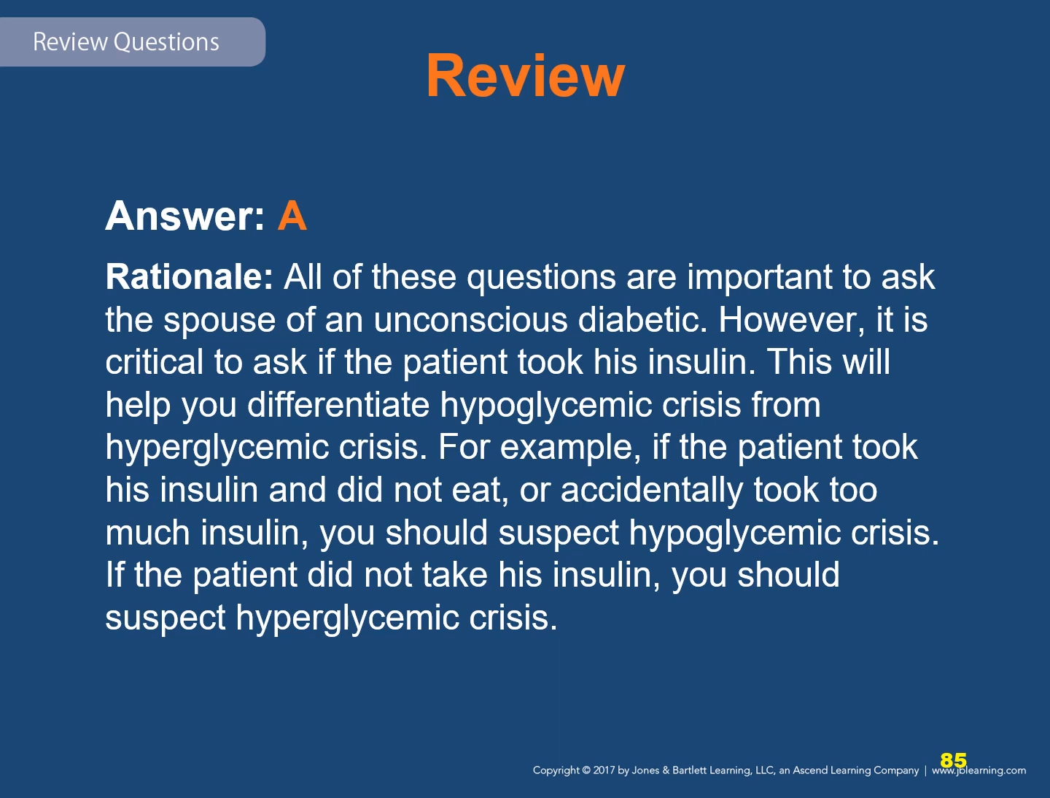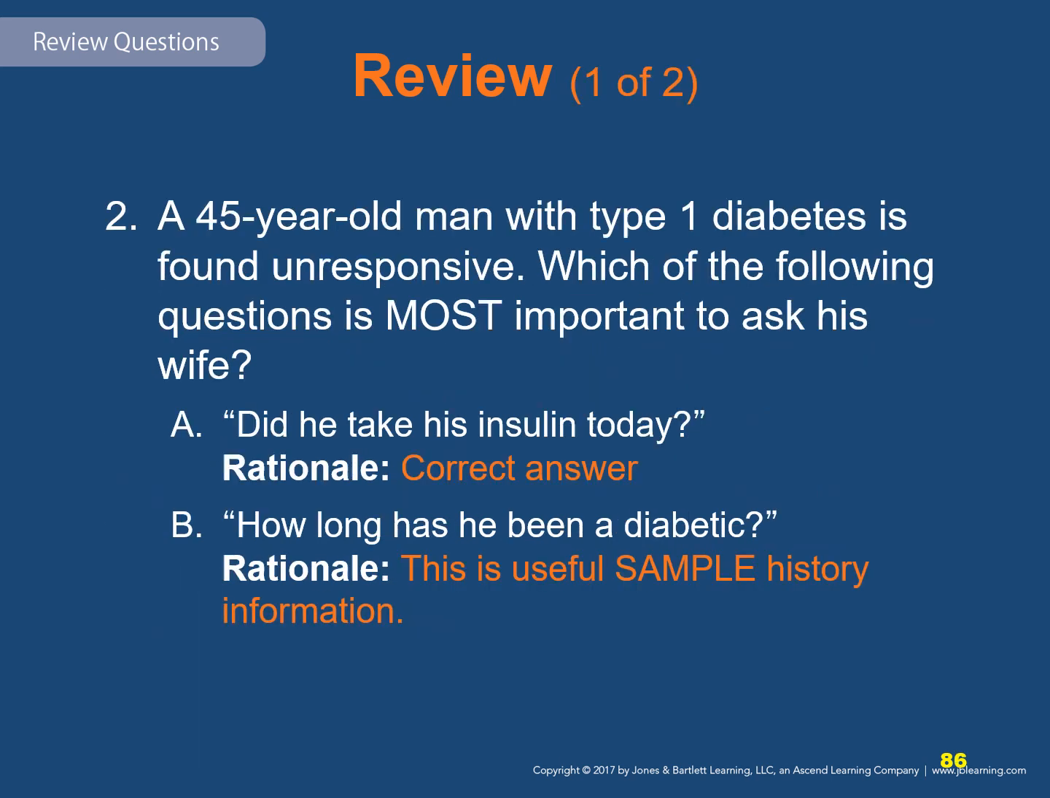Let's look at the incorrect answers. Just to review, a 45-year-old man with type 1 diabetes is found unresponsive. Which of the following questions is the most important to ask his wife? A, did he take his insulin today? That, of course, is the correct answer. B, how long has he been diabetic? That is important, but it's part of the SAMPLE history information.